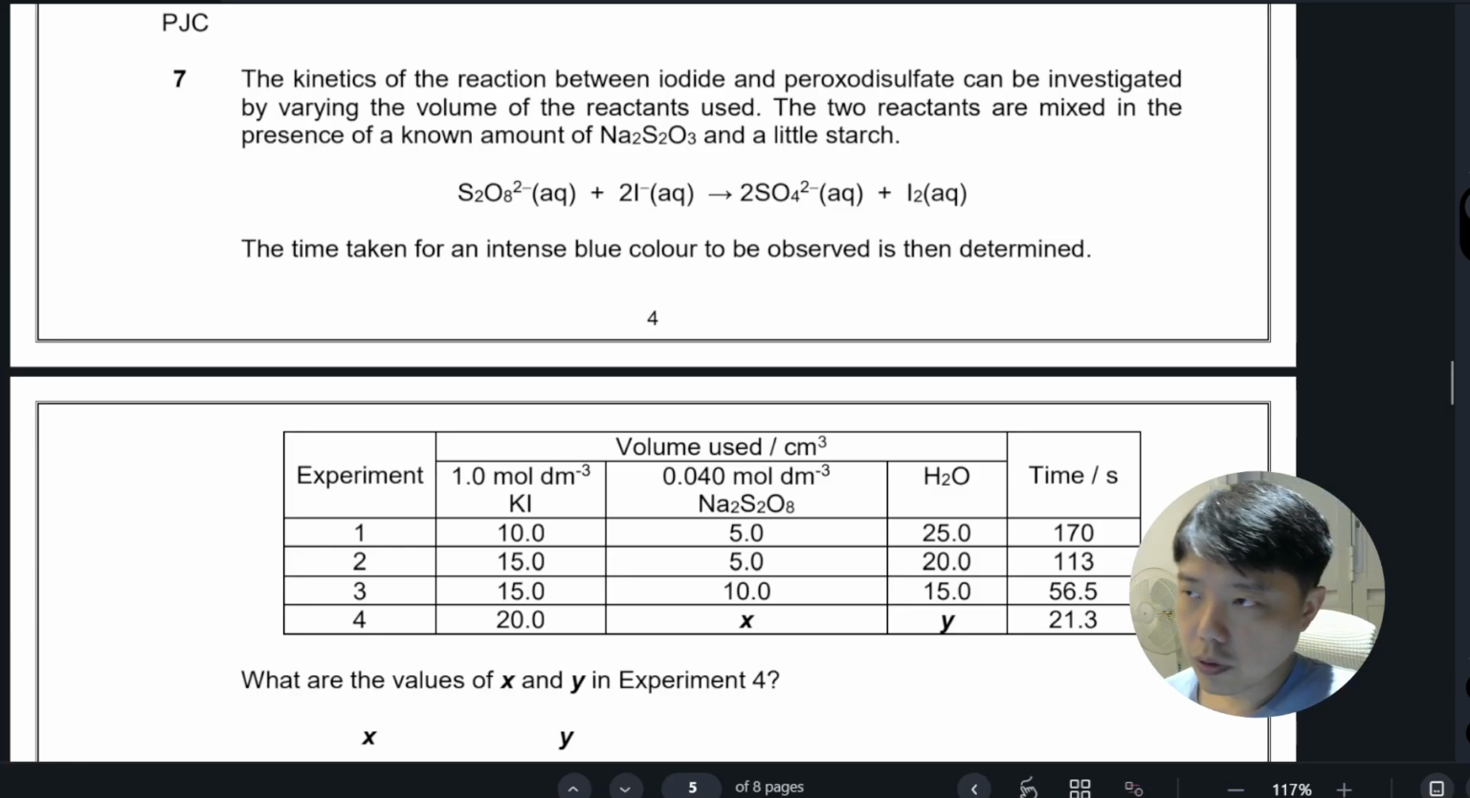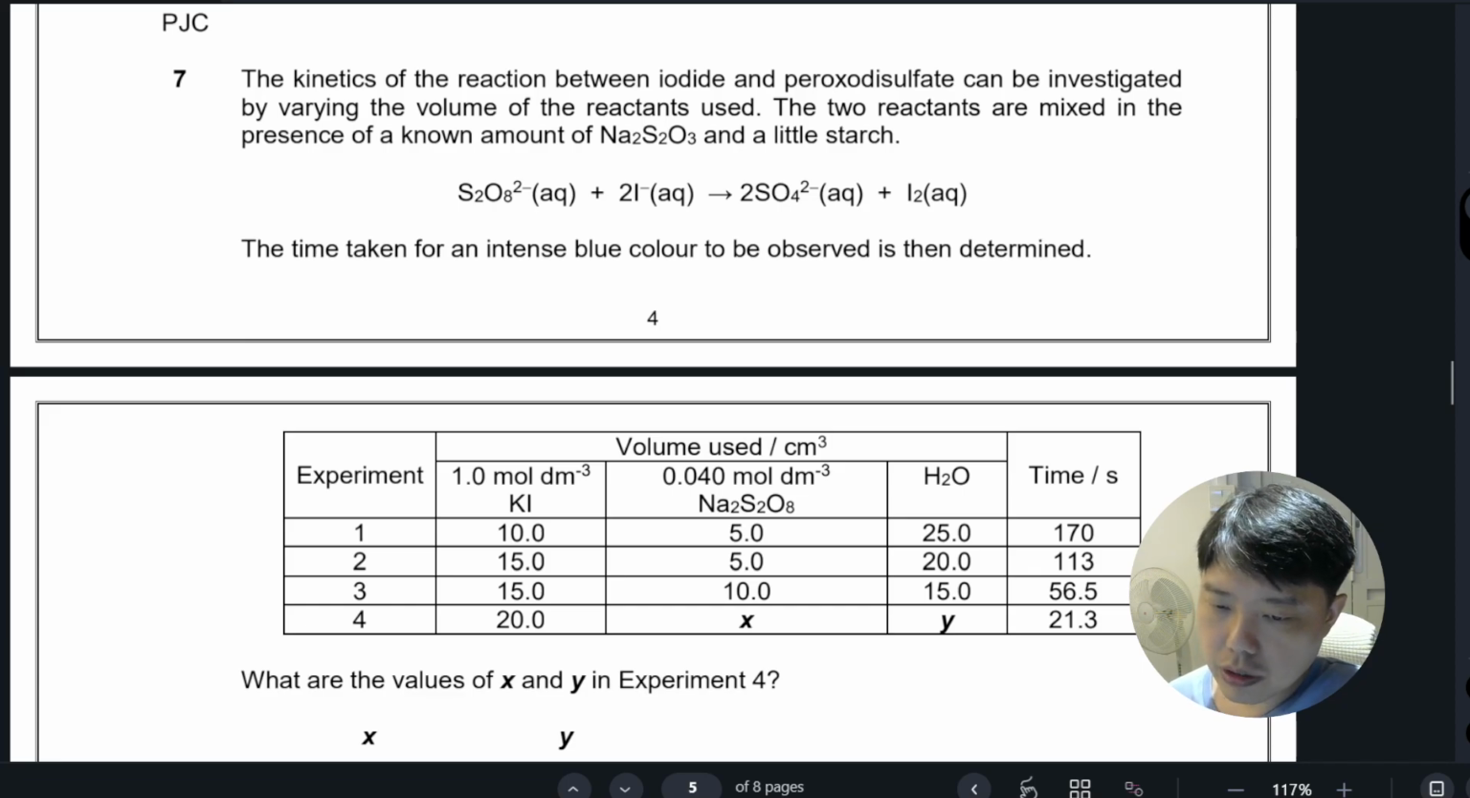Okay, so for question 7 from PJC, we want to look at, I think, an iodometric titration. So, the reaction between iodide and peroxydisulfate. They are mixed in the presence of thiosulfate and a little starch. Okay, so the time taken for a blue color to be observed is then determined.